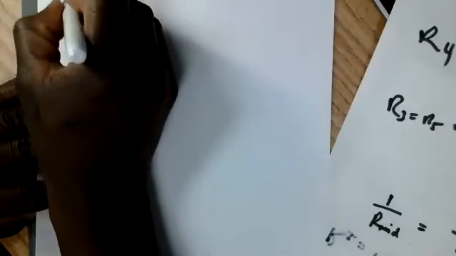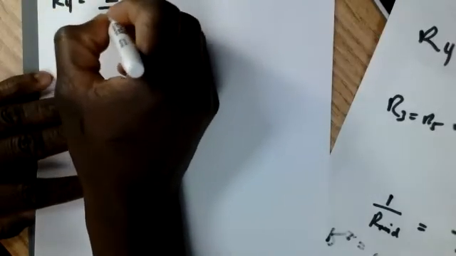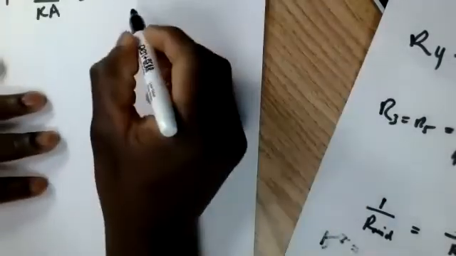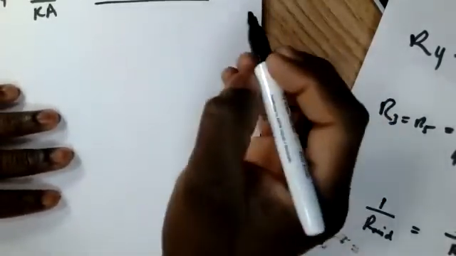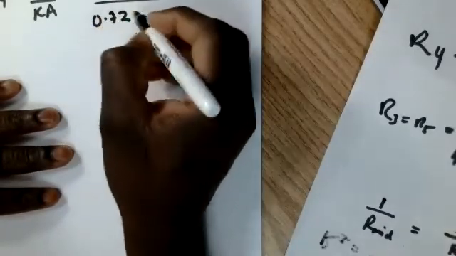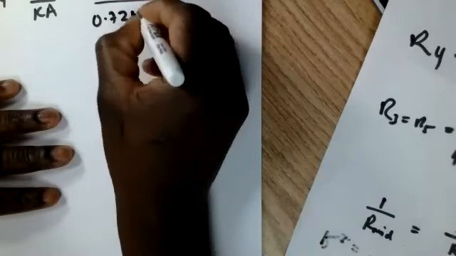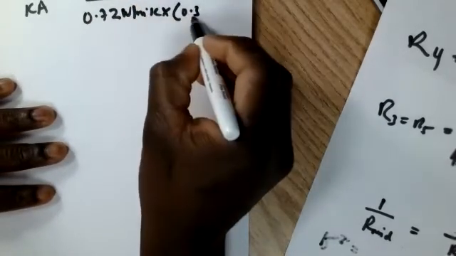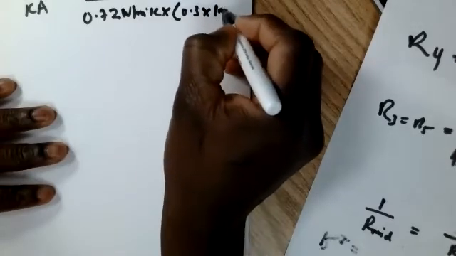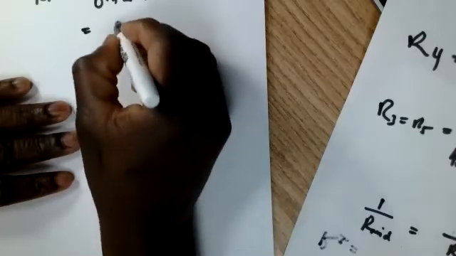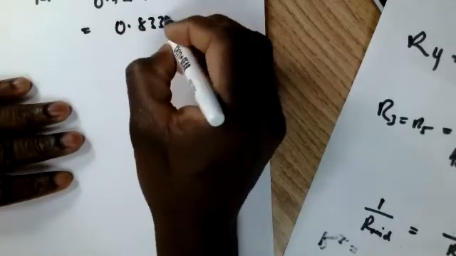So we have R4 is equal to L over KA, and this is equal to 0.18 meters, which is 18 centimeters, the thickness of our brick, over 0.72 watts per meter Kelvin times 0.3, which is the length of each brick, multiplied by 1 meter squared, right? I think this is pretty correct. 0.833 degrees Celsius per watt.